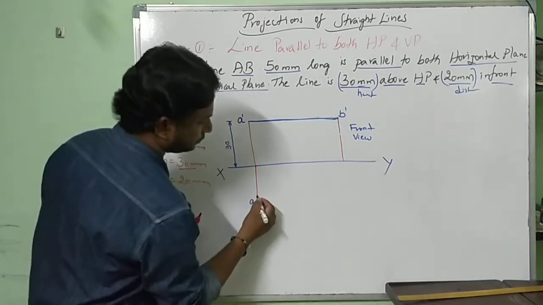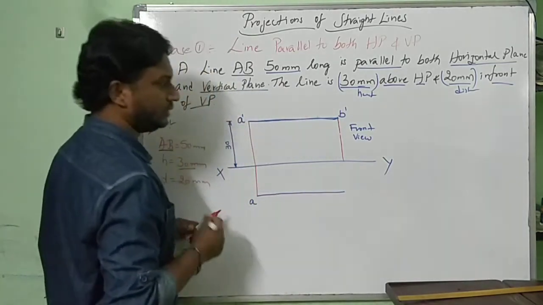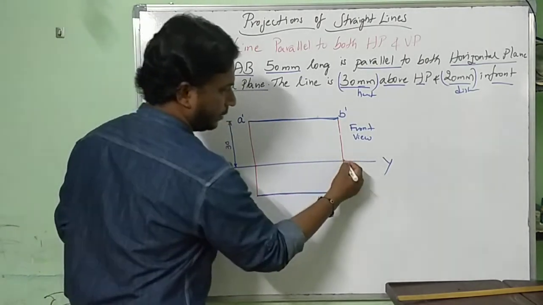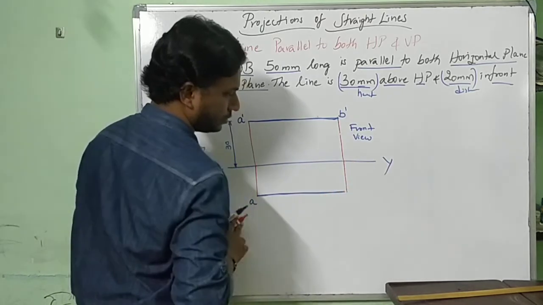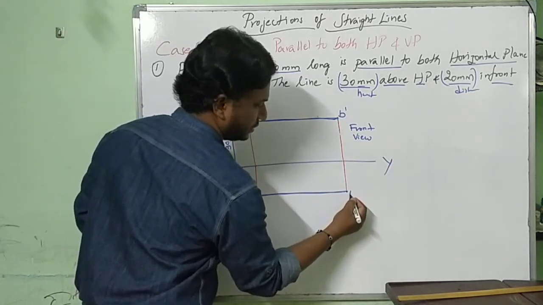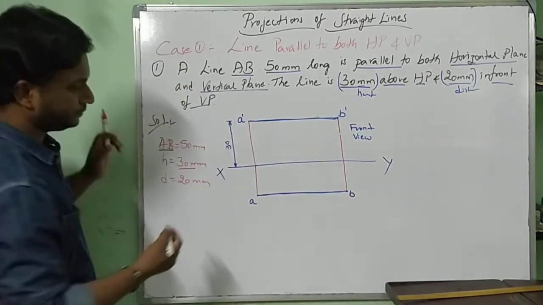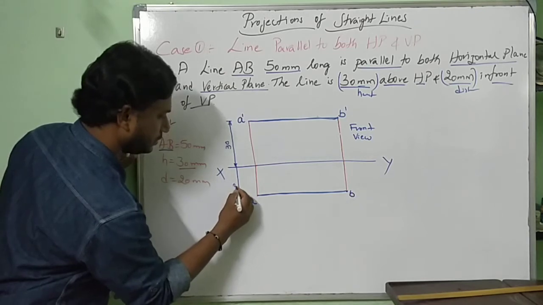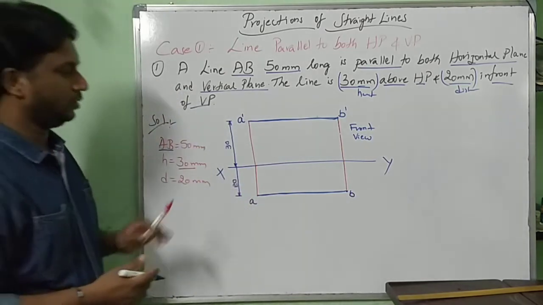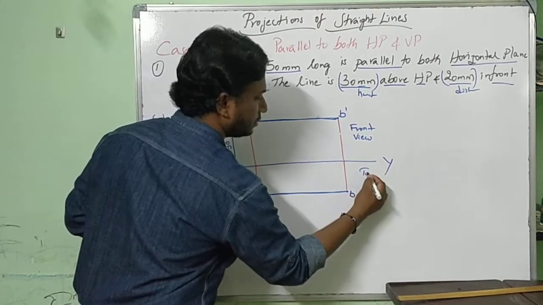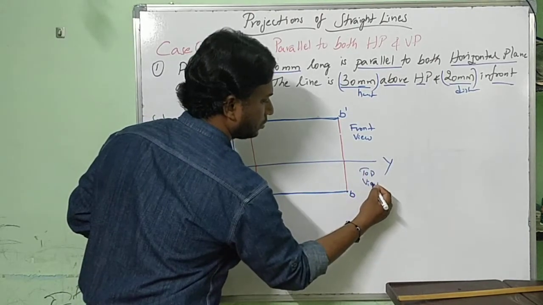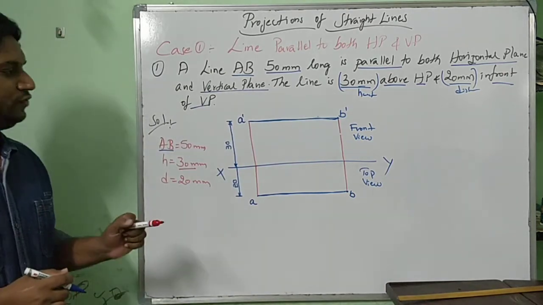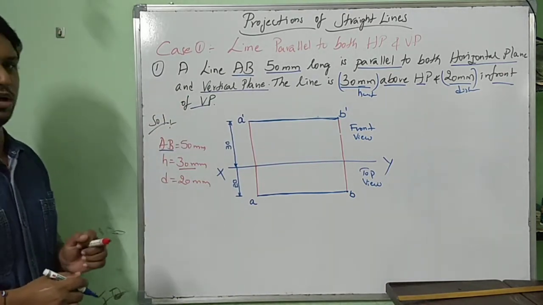Now same here. Trying to draw a 50 mm length. And again a projector from here, which is B. What is this distance? 20. Below XY, what is it? Top view. As per first angle projection, front view comes above the XY line, top view comes below the XY line.